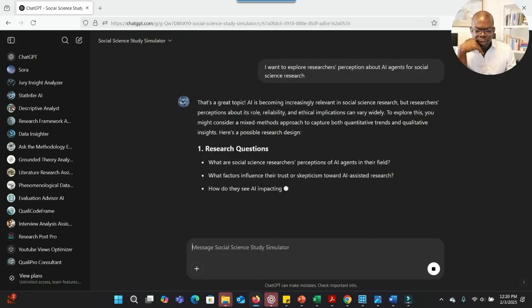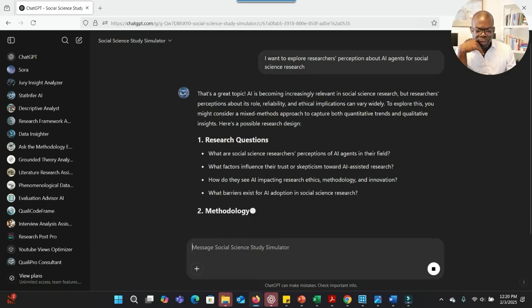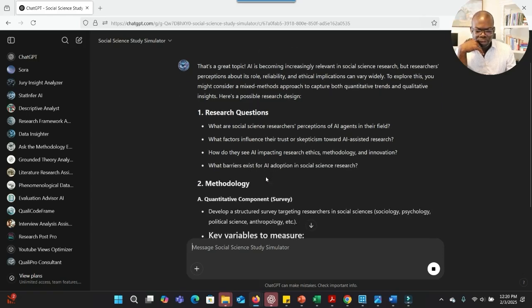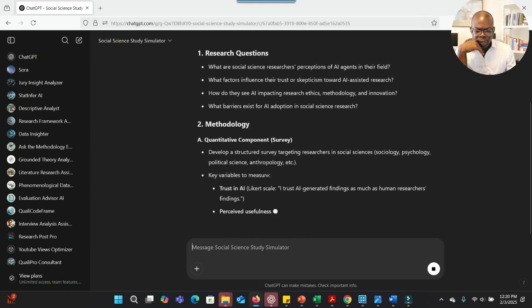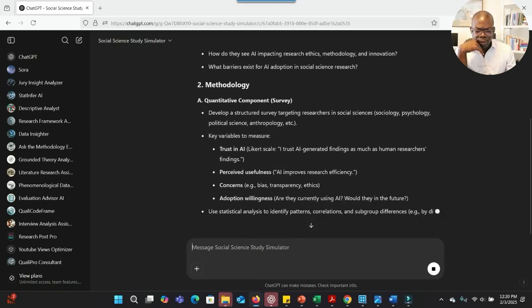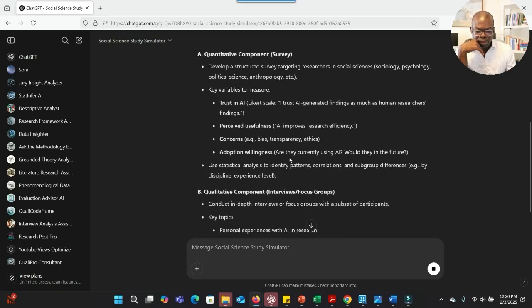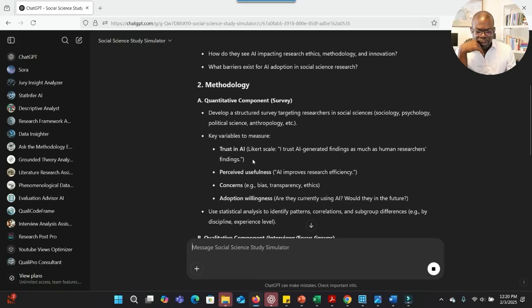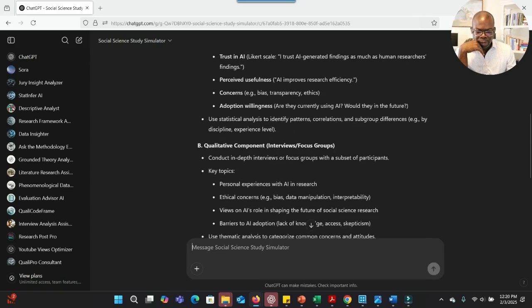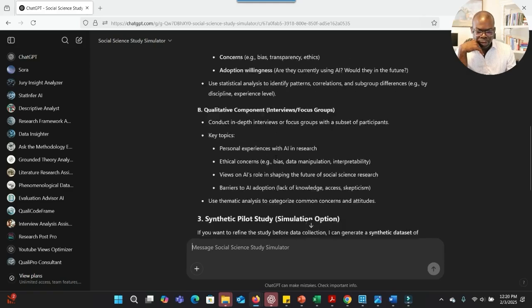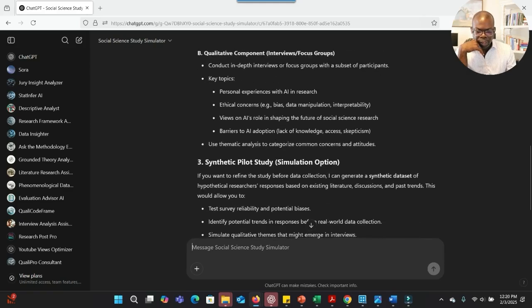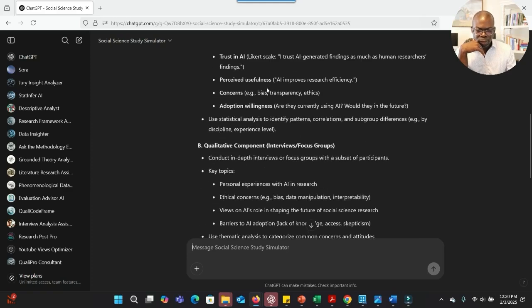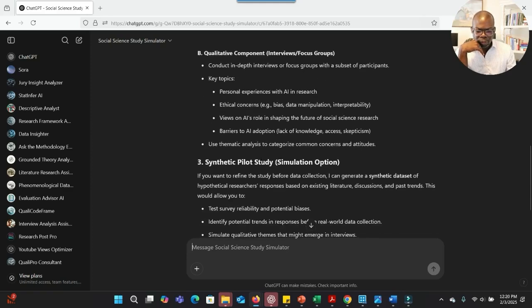So now you see the system is giving me the research question that I can focus on, about 4 research questions. And then the methodology, it says I can do a survey. I can develop a survey and find out from researchers about their views. And I can do about the trust of AI, their perception about its usefulness, and the concerns that they have in a survey. I can also do the qualitative component, which could be interviews or focus groups.